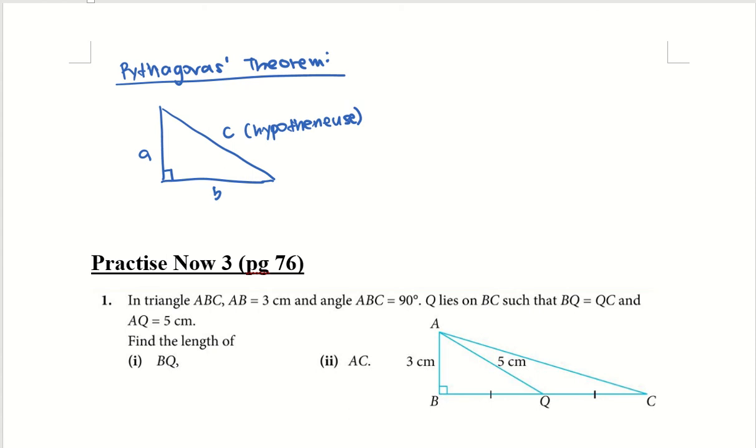So with the length A, B, and C, Pythagoras theorem just means that A square plus B square is equal to C square. Today in this video, we will be looking at how to solve more questions using A square plus B square equals C square. So let's jump straight into the first example, practice now 3, question number 1.